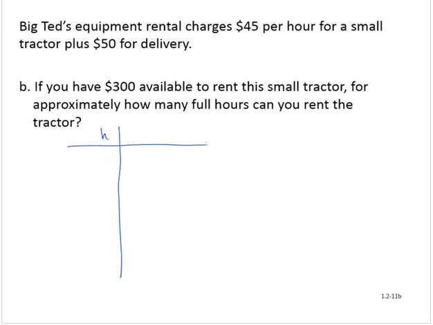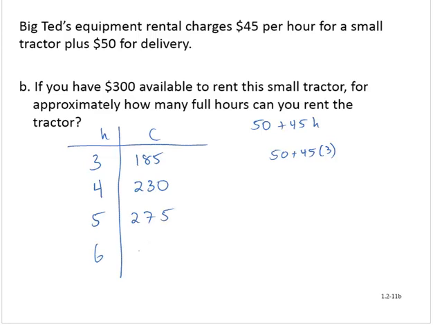Let's extend that table. So we had 0, 1, and 2. What if H was 3? We saw that the expression for the cost was 50 plus 45 times the number of hours. So if H was 3, 50 plus 45 times 3 is 50 plus 135. That's $185. Similarly, if H was 4, we would get $230. If H was 5, we would get $275. And if H was 6, we would get $320.